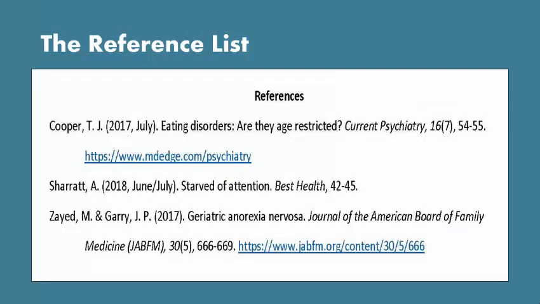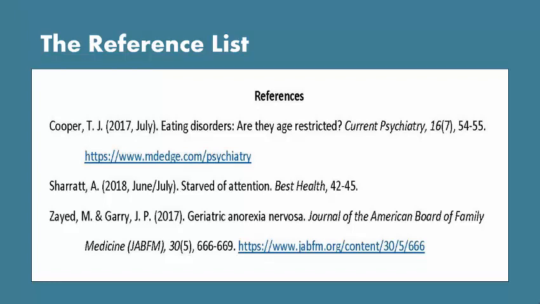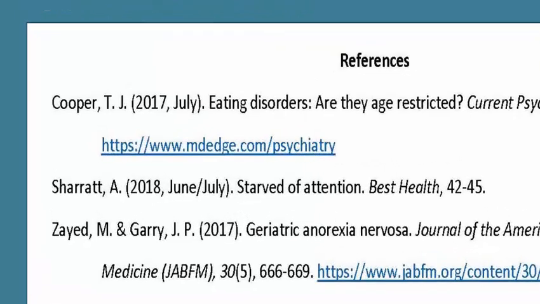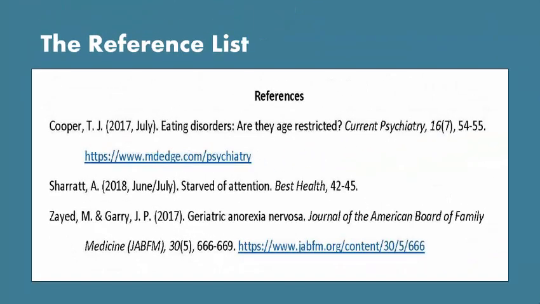To create a reference list, start the reference list on a new page at the end of your paper. The word references is centered and in bold at the top of the page. The reference list is double-spaced using an accessible font such as Calibri 11 or Arial 11. When organizing the reference list, list the references alphabetically according to the last name of the first author. Use a hanging indent for each reference.